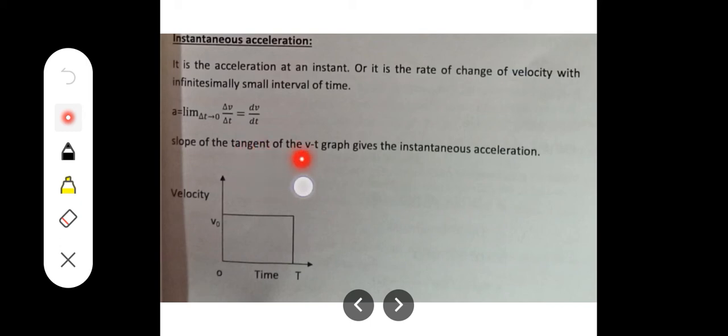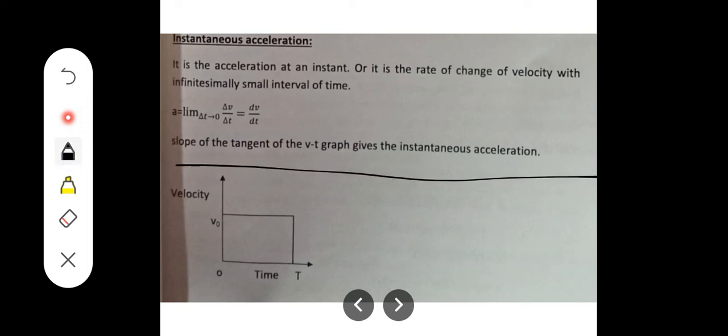The slope of the tangent of the velocity time graph gives instantaneous acceleration. That graph is not here. You can draw it and practice. Just take the tangent and its slope will give you the value of instantaneous acceleration.